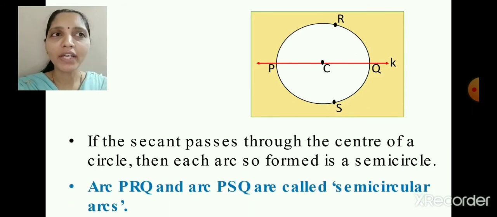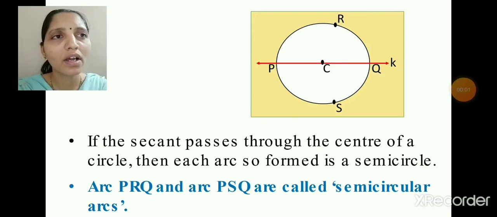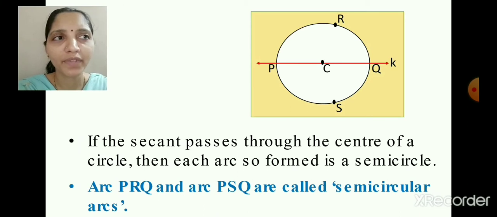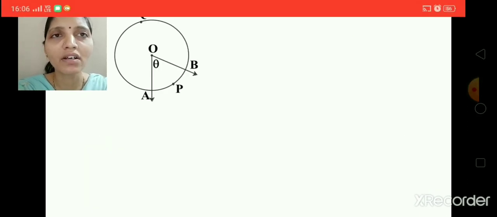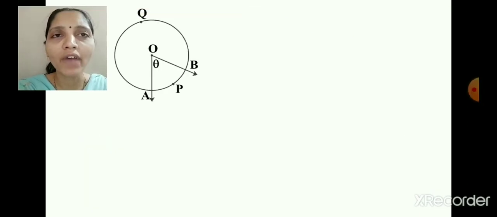Arc PRQ and arc PSQ are called semicircular arcs. Are you getting it? Now here we have used a secant to divide the circle into parts. Can you tell me any other way to divide the circle? Yes, we can divide the circle with the help of an angle also.